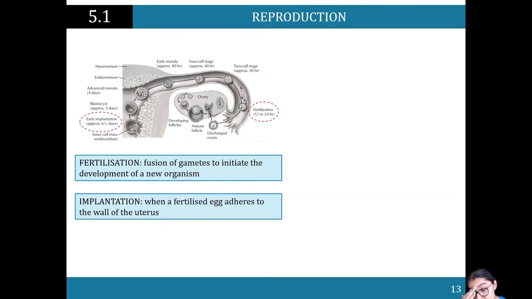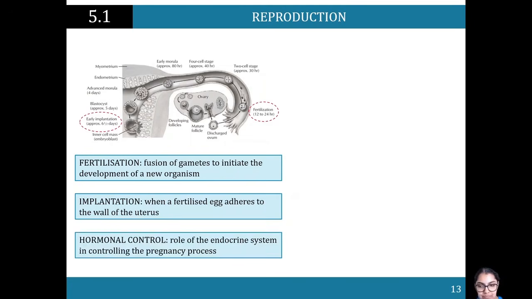Fertilization is the fusion of the egg and the sperm. Implantation is when the fertilized egg actually adheres to the wall of the uterus, and when it adheres to the wall of the uterus, we then start calling it a blastocyst. And the process of hormonal control in this whole process is looking at the role of the endocrine system in basically controlling the whole process of pregnancy.